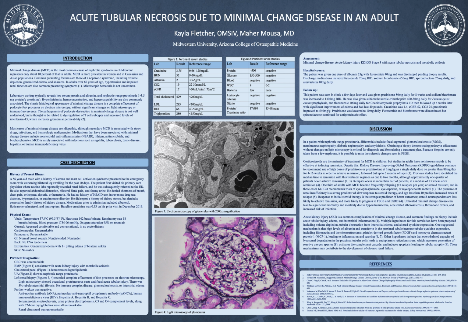So laboratory workup typically reveals a low serum protein and albumin and nephrotic range proteinuria, which is greater than 3.5 milligrams of protein per gram of creatinine found in the urine. And hyperlipidemia, hemoconcentration, and hypercoagulability are also commonly associated with this syndrome.